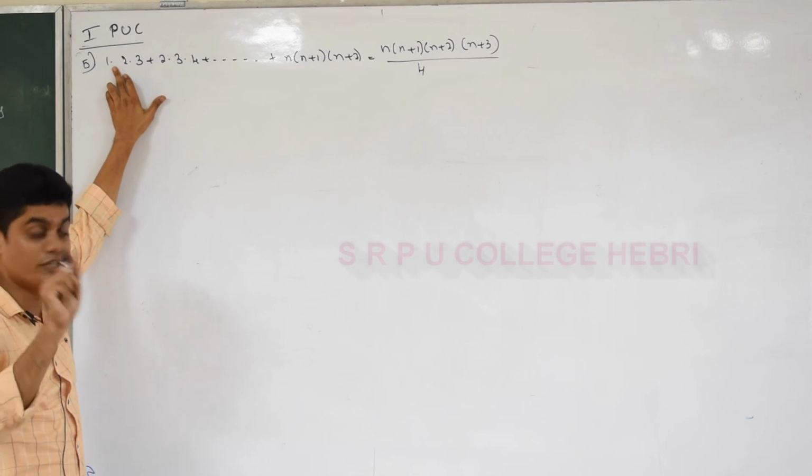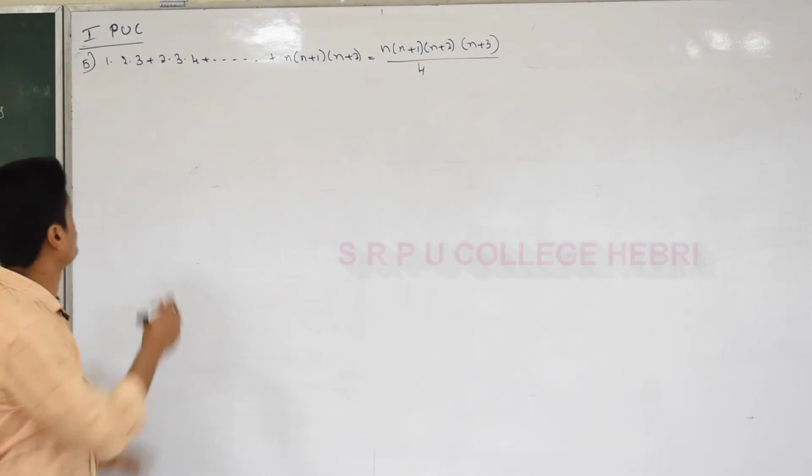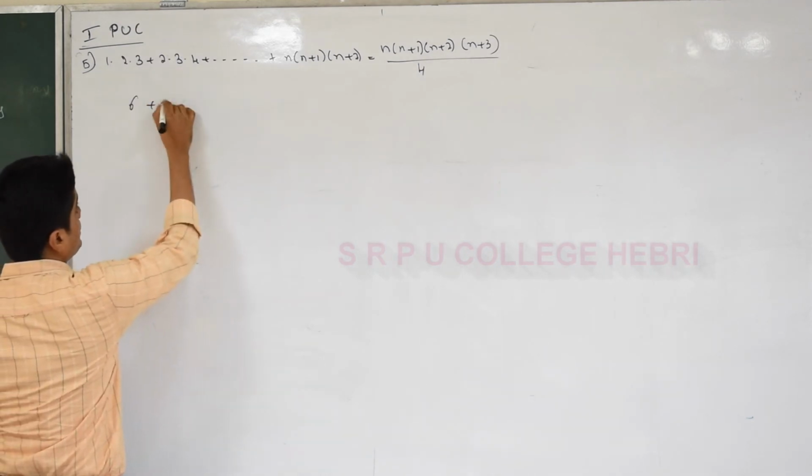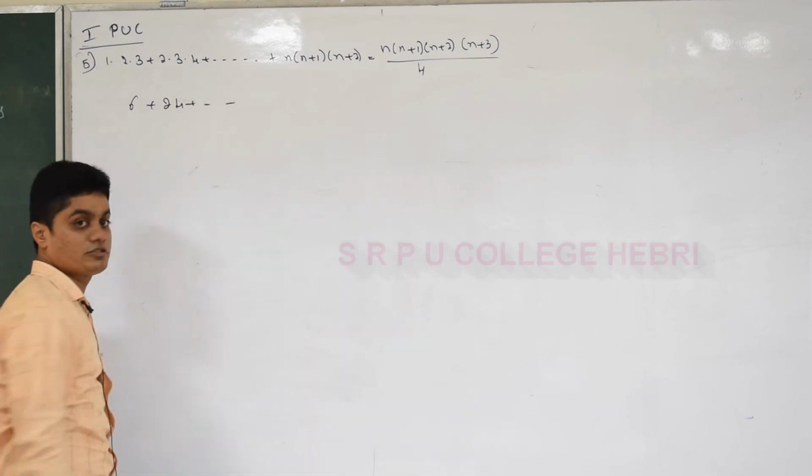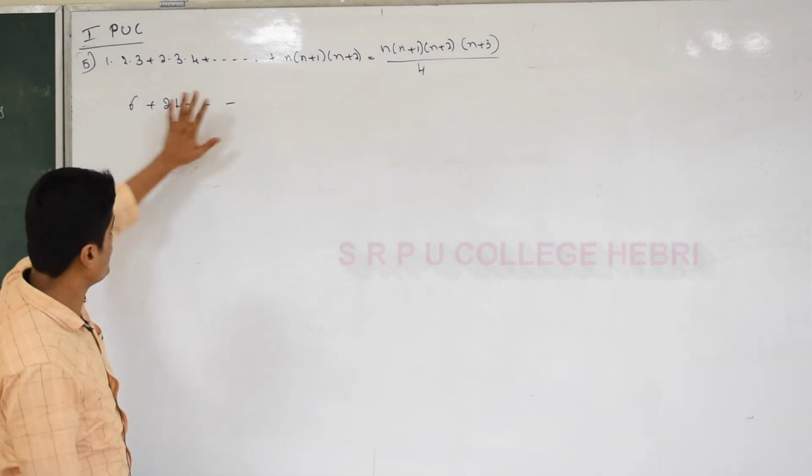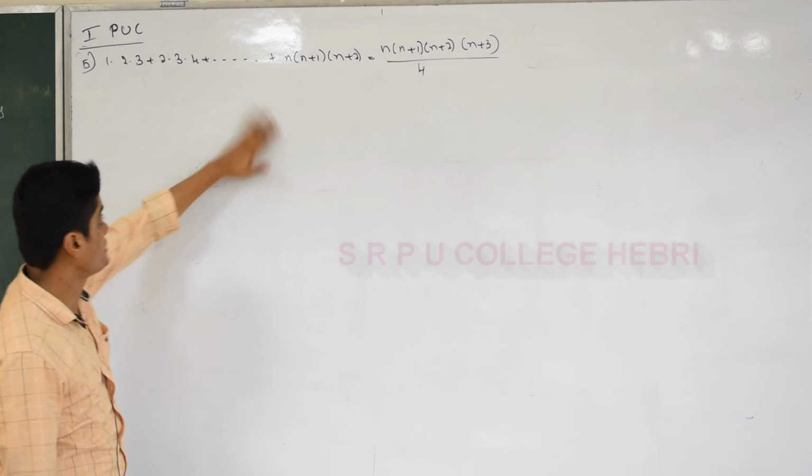Okay, 1 into 2 into 3, and don't even multiply. Don't write like this, 6 plus 24 plus and so on. Then you cannot solve this. You should keep everything as it is, the same. Okay, don't change anything in the question.